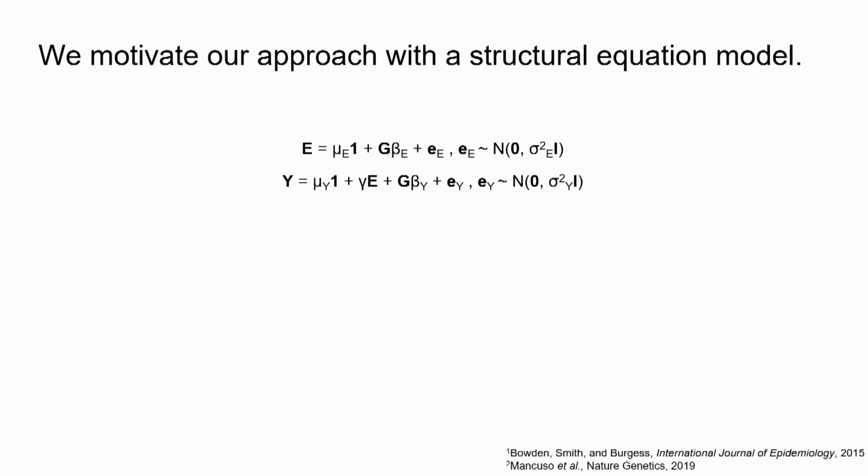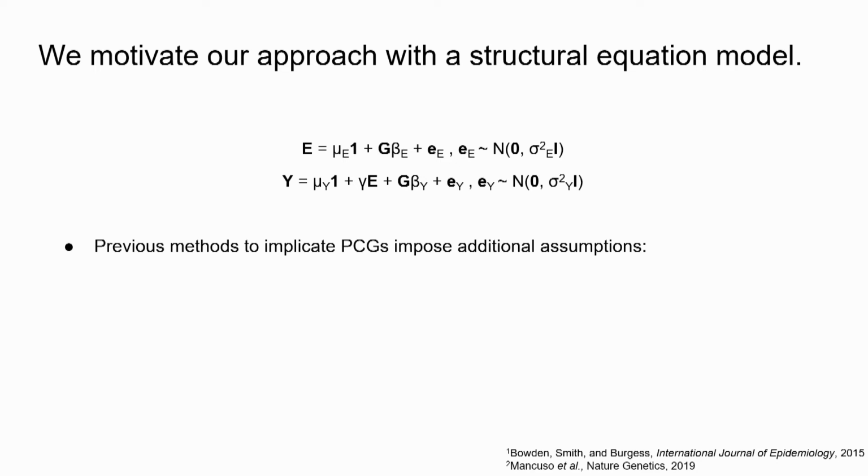So previous methods have also considered a similar equation, but these impose additional assumptions to try to identify that gamma term. For example, one method assumes that the two beta vectors, beta E and beta Y, are uncorrelated, and another assumes that your pleiotropic effects are constant across variants. In practice, these actually aren't very reasonable assumptions. They're often violated in real data.